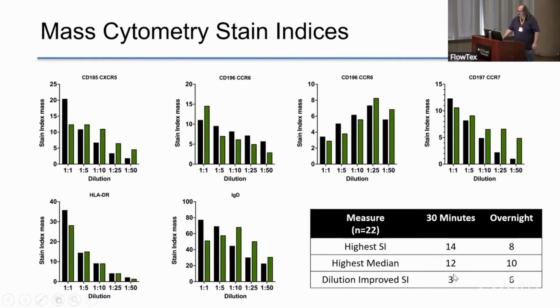for the 30-minute exposure, which is what the manufacturer suggested. So they could have titrated 3 of them better according to what my data was. But still, that's fantastic. And there was not much difference between those 3. But for the overnight, we saw 6 of them that were vastly improved, or you could use less antibody and get better data.